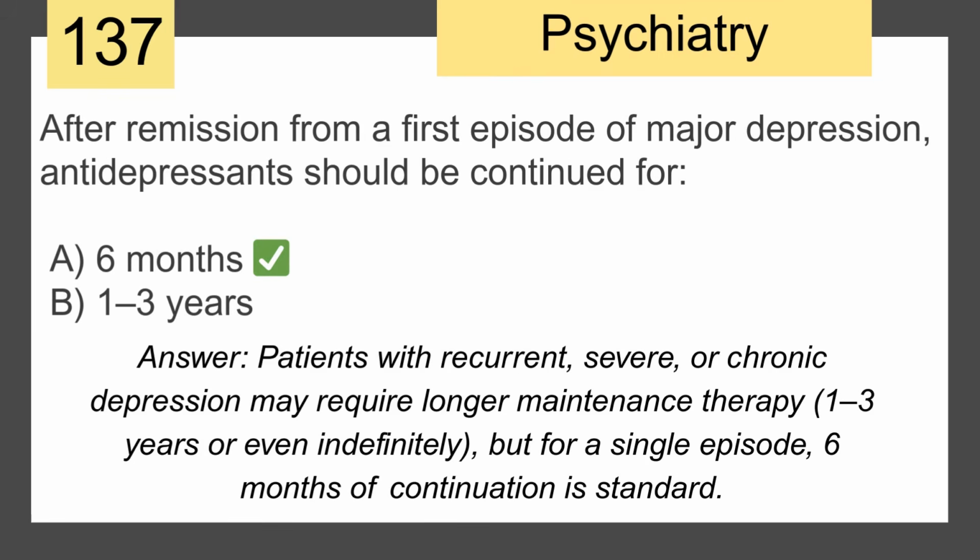Question 137, after remission from a first episode of major depression, antidepressant should be continued for 6 months. Just because you haven't been depressed in 3 months doesn't mean you should stop taking your antidepressant. But you don't have to wait 3 years. 6 months is considered standard.